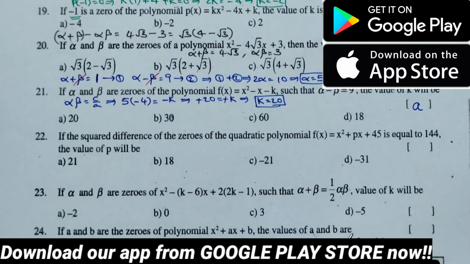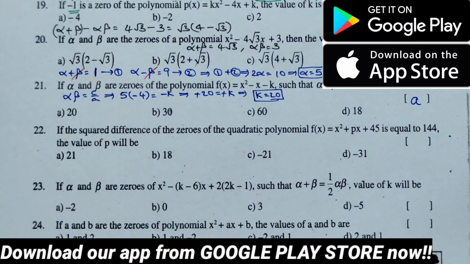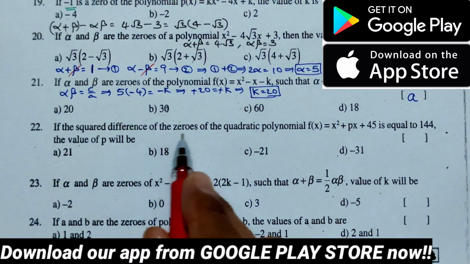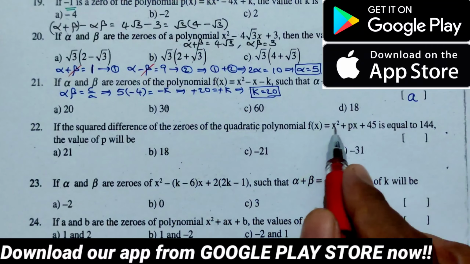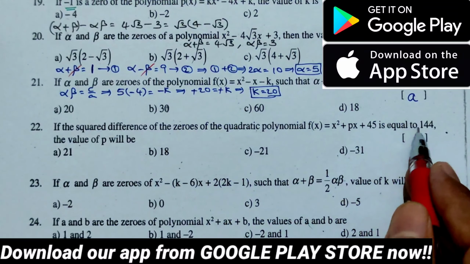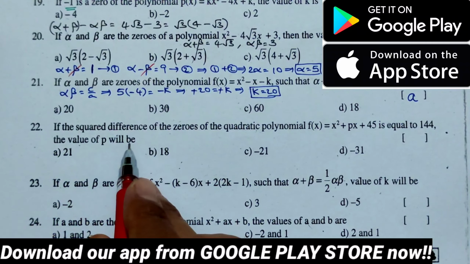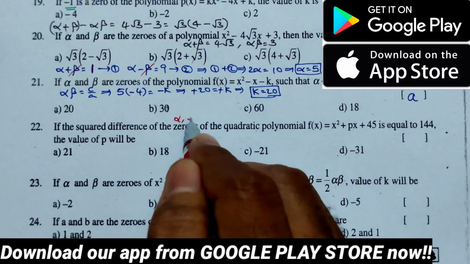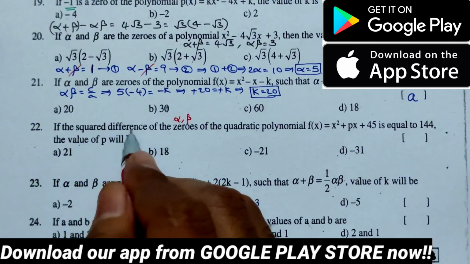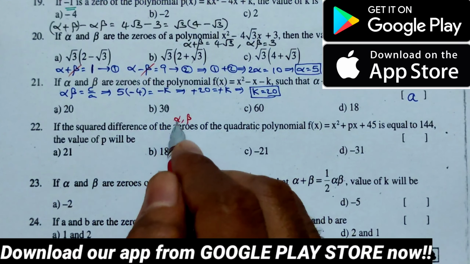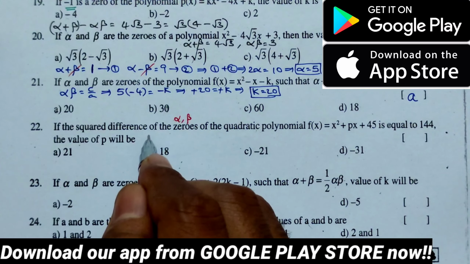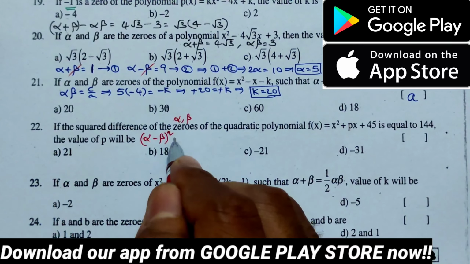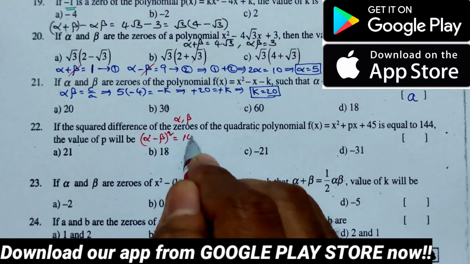Now we see question number 22. If the squared difference of the zeros of the quadratic polynomial f of x equal x square plus px plus 45 is equal to 144, then the value of p will be. Here let us consider the zeros as alpha and beta. Now squared the difference between them. So here the difference of them is alpha minus beta. Alpha minus beta squared, means whole square, is equal to 144.